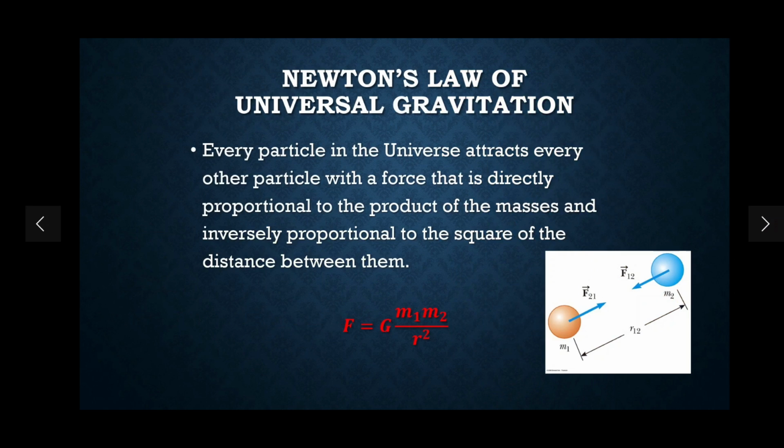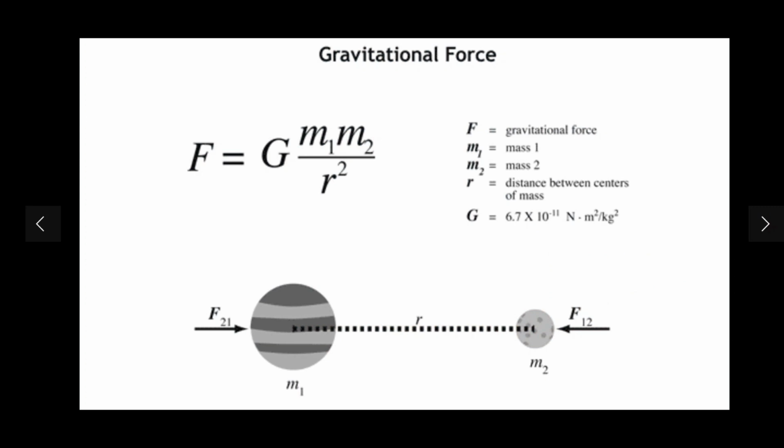This law also states that every particle attracts every other particle with a force that is directly proportional to the product of the masses and inversely proportional to the square of the distance between them. Let's note: F equals G m1 m2 divided by r squared. What are these values? F is the gravitational force. m1 and m2 mean mass 1 and mass 2 respectively. r squared means the distance between the centers of the masses, squared.